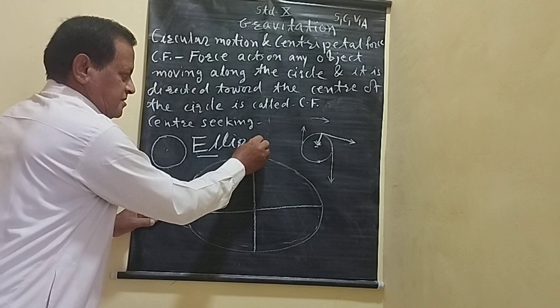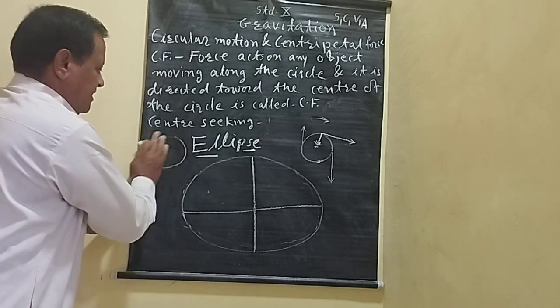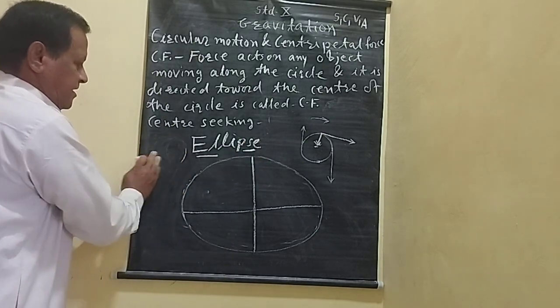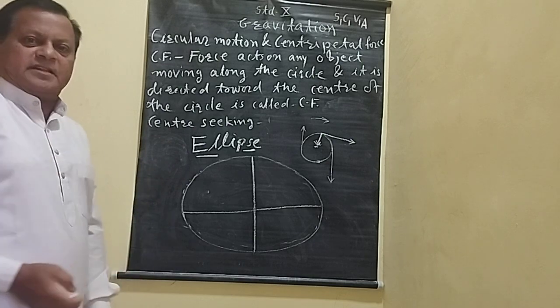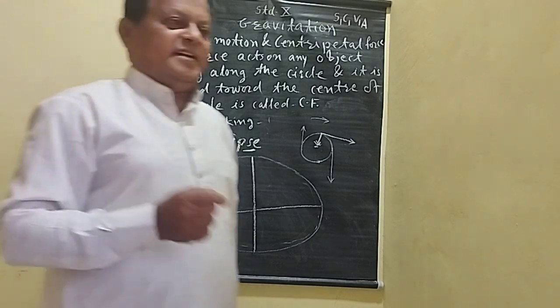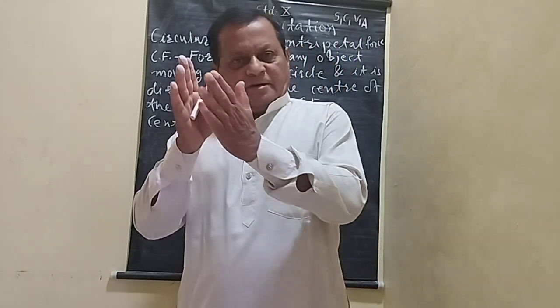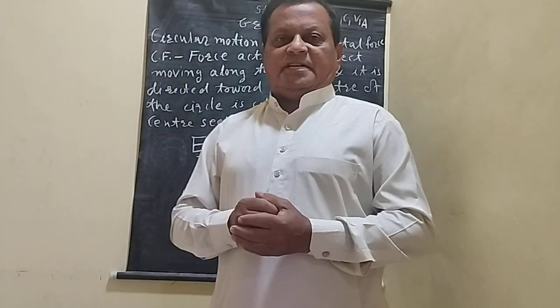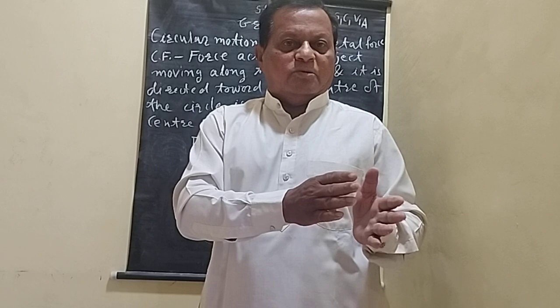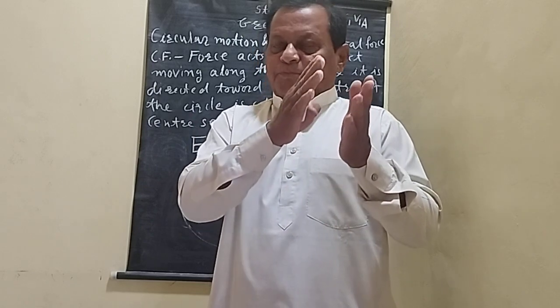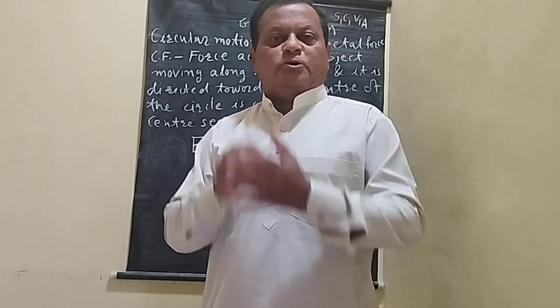And this was told by Johann Kepler. Kepler, who was a scientist, studied a lot of available data before Galileo about planetary motion and planetary position.